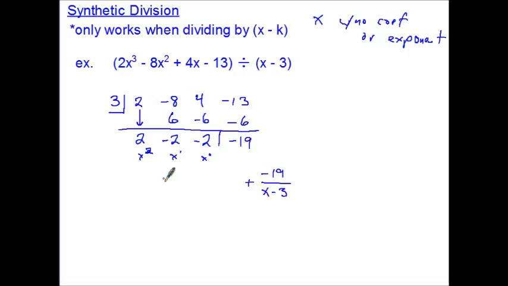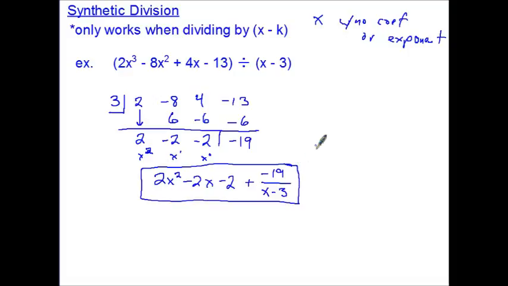But anyway, moral of the story, this should be 2x squared minus 2x, and then minus 2 plus that -19 over x minus 3. That other problem is done using synthetic division. And I'll admit, most people prefer synthetic division whenever it's able to be used, myself included, but there's how that process works.